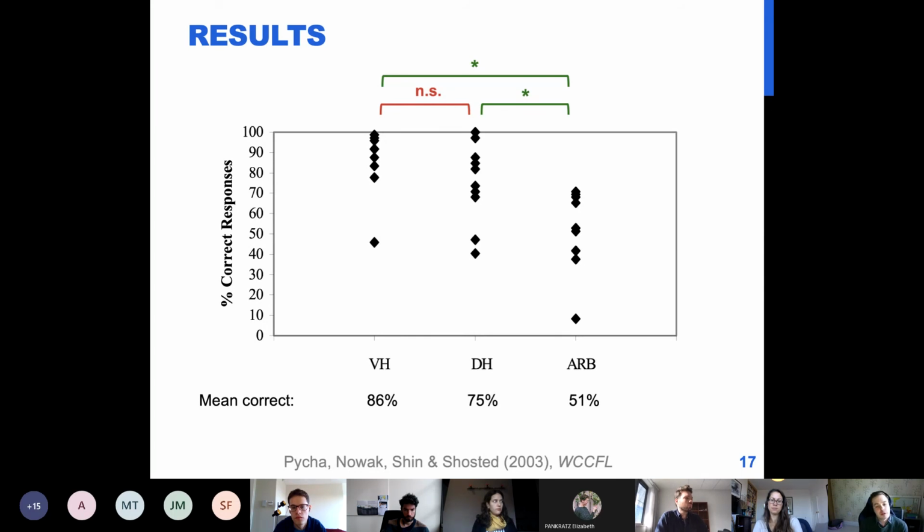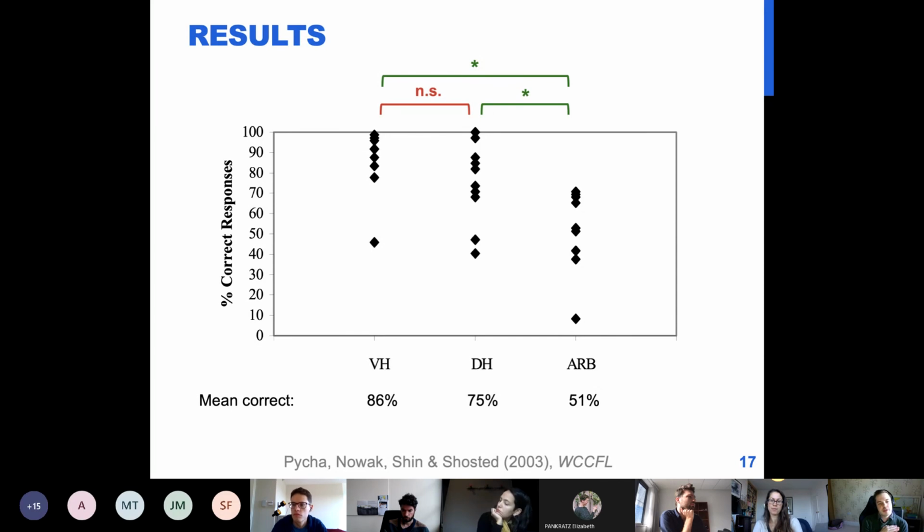Okay, so the conclusion from this study was basically, there's no difference between vowel harmony and disharmony, but there's a big difference between both of those and the arbitrary case. So these results look like they support the view that there's no sort of naturalness bias here. The only bias going on is this sort of simplicity bias. People find it harder to learn this more complicated arbitrary pattern, but both of the simple patterns, people are fine at learning. Okay.